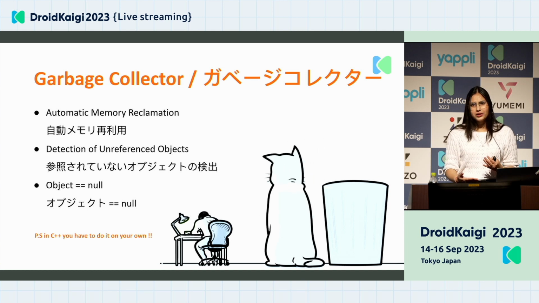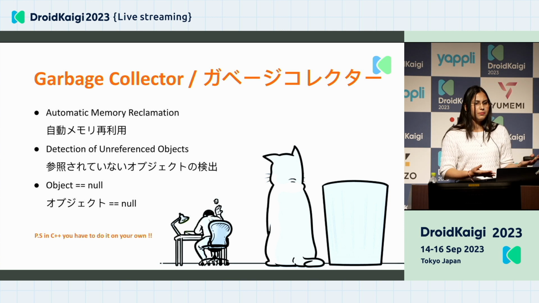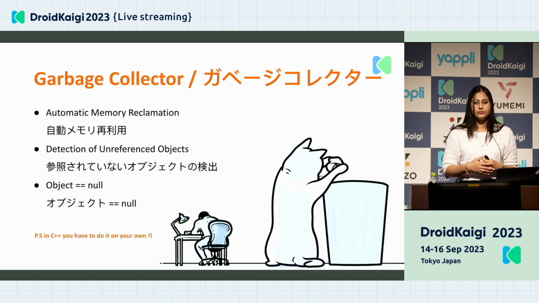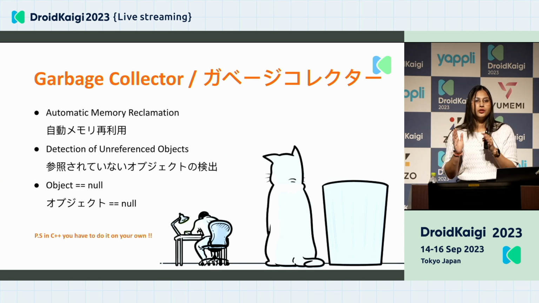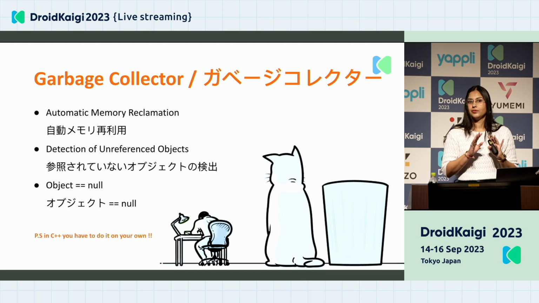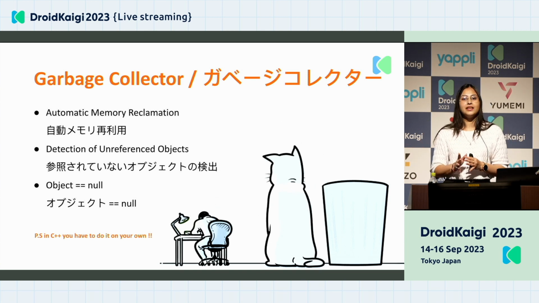There are various algorithms that run inside the GC. This could be mark and sweep, generational, or concurrent algorithms, which help in improving performance. So whenever you set any object equal to null, you're telling the garbage collector that, hey, please release this particular object. So now we have seen what the garbage collector does for your app.